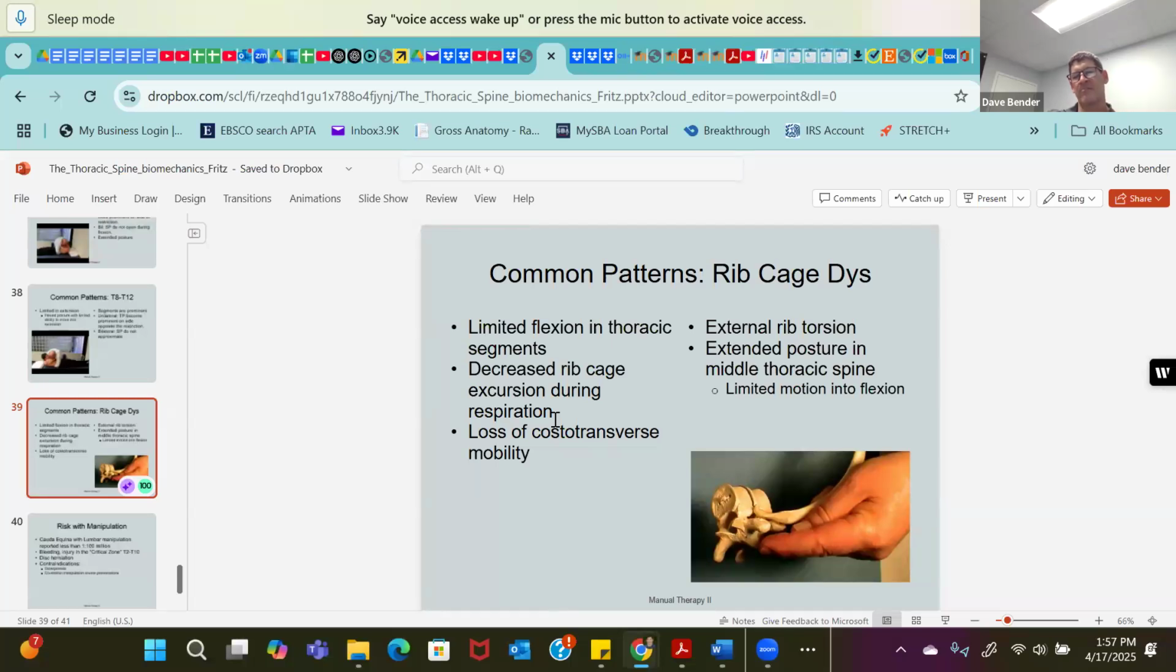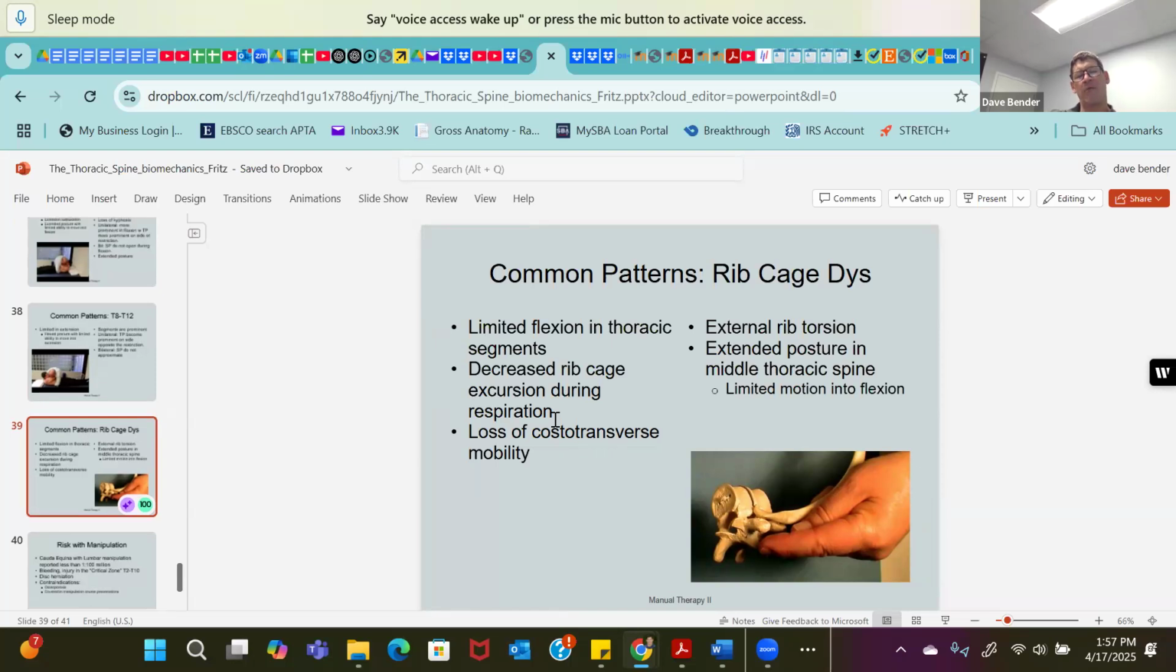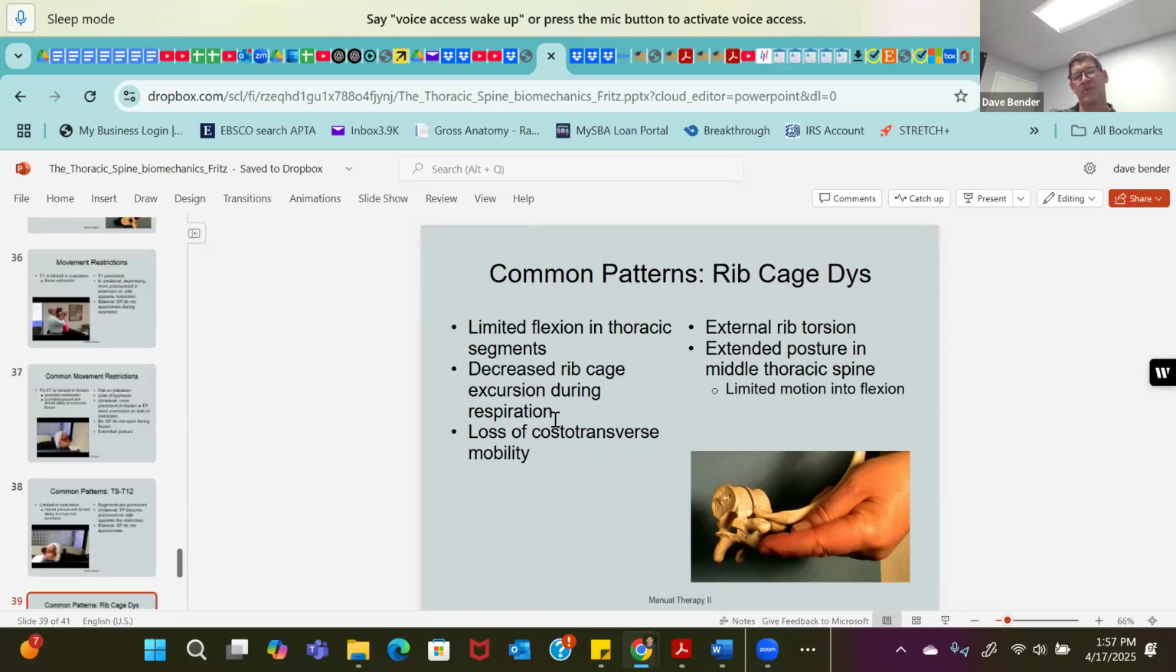Again, if we talk about the extended posture in the mid-thoracic, there's limited motion in flexion. So there'll be common patterns that you're going to bump into in the thorax. These are a couple of them. I don't get into too much detail in these because once we get into these common patterns, I'm really assessing the mobility of all the segments. Within the segments that are typically in extension, I want to know what the segment's ability is. If it's stuck in extension or living in extension with loss of kyphosis, does it have the ability to flex?